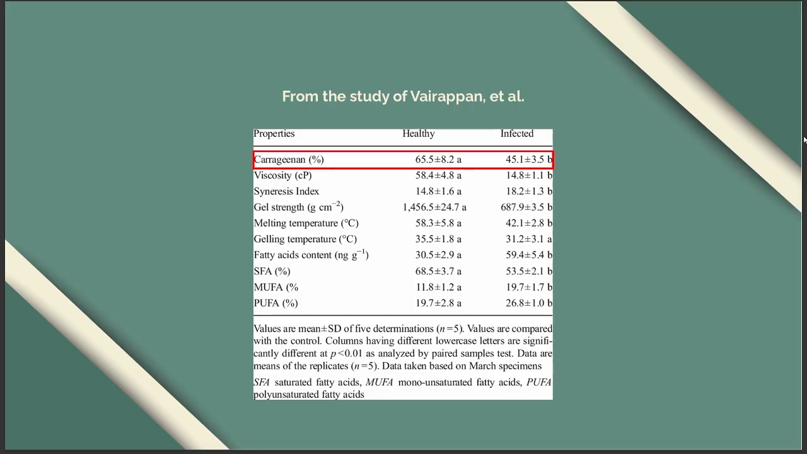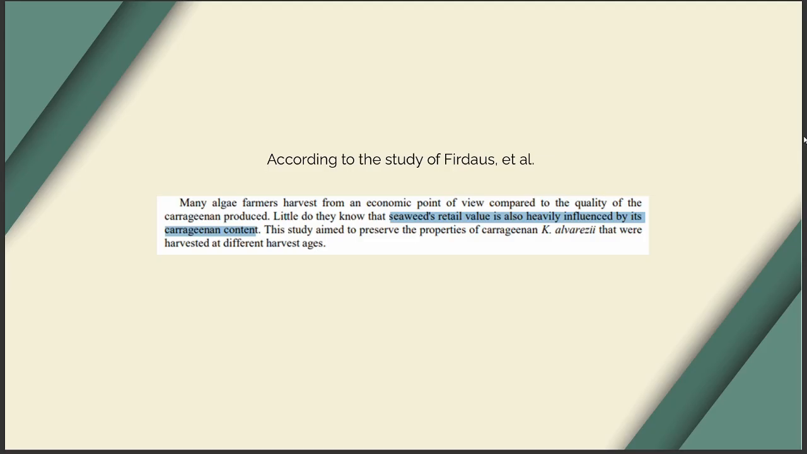According to the study of Vairapan et al., the carrageenan content of healthy Kappaphycus alvarezii was significantly higher at 65.5% compared to only 45.1% in ice disease infected samples. This notable reduction of carrageenan yield highlights the detrimental impact of the disease on the seaweeds. Firdaus et al. stated that the seaweed's retail value is also heavily influenced by its carrageenan content. As a result, if a significant portion of the harvest is infected, the overall market value of the seaweed will decline.